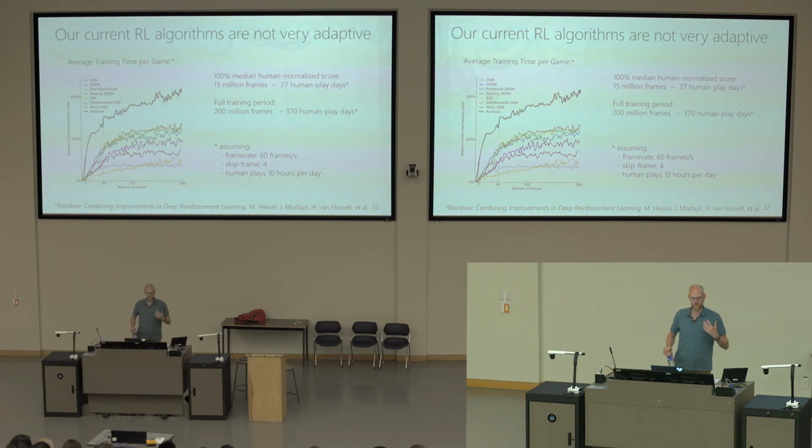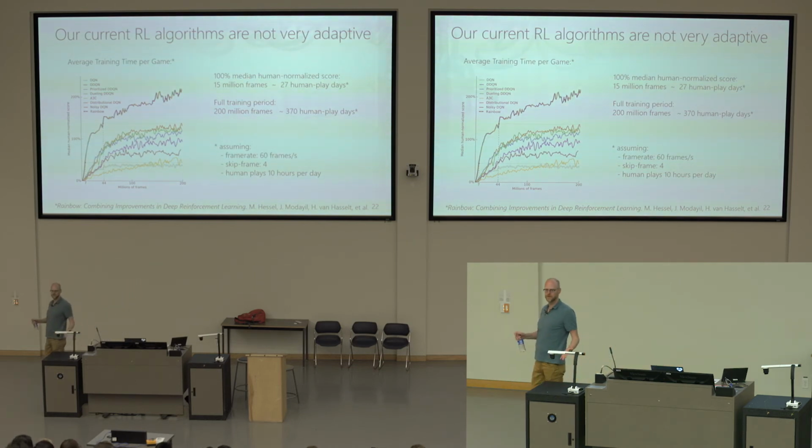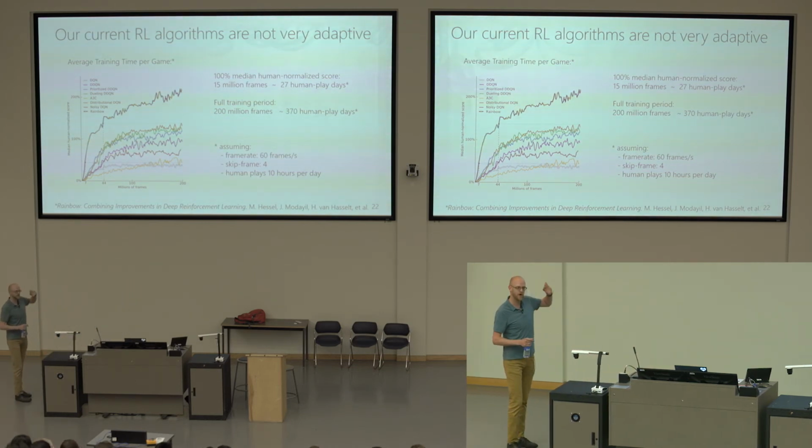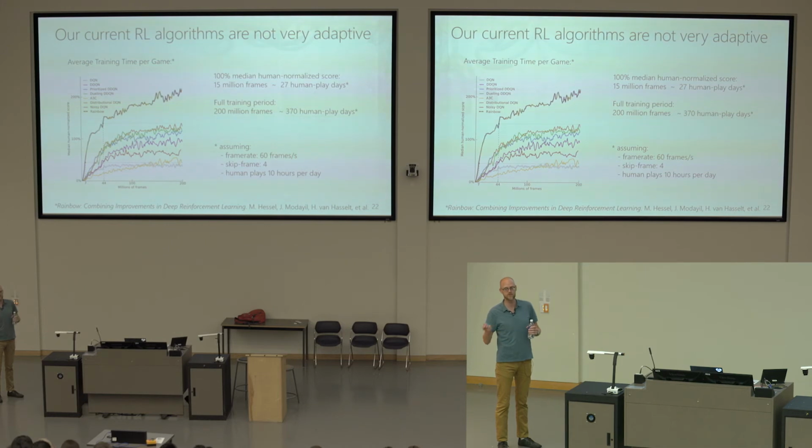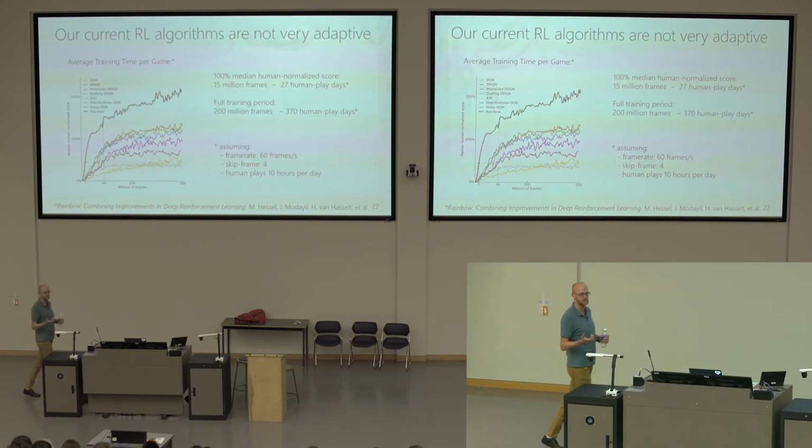People really like to use these results to show that we're doing so much better than humans, but that's really only one aspect. That's in terms of final performance. In terms of how quickly humans can learn, humans are way, way better when it comes to sample efficiency.